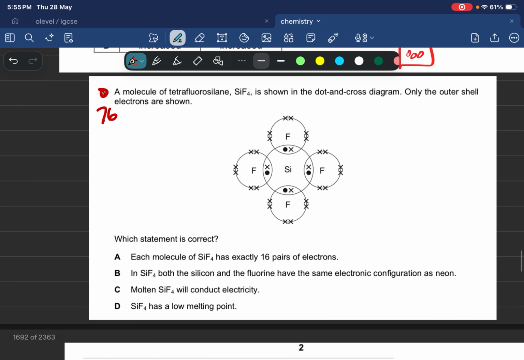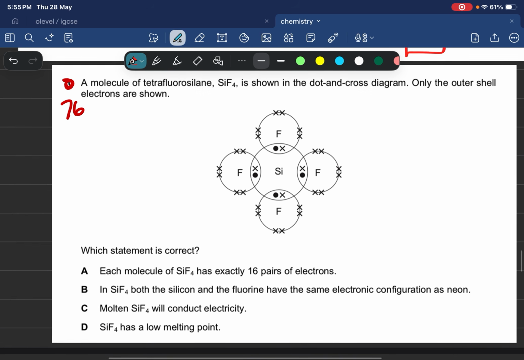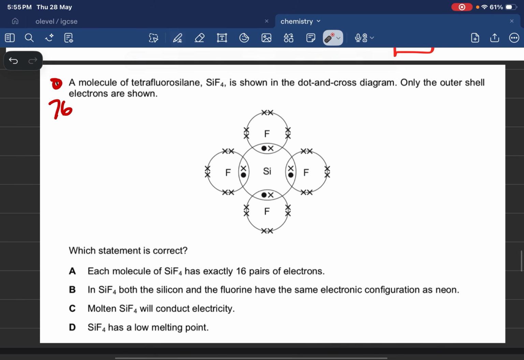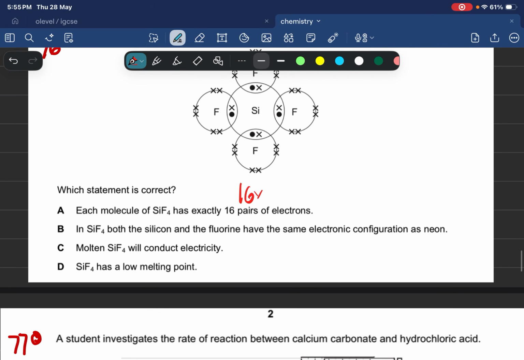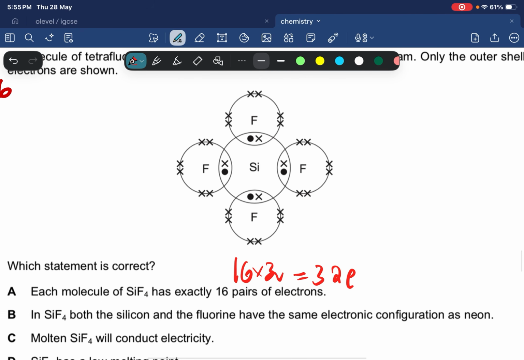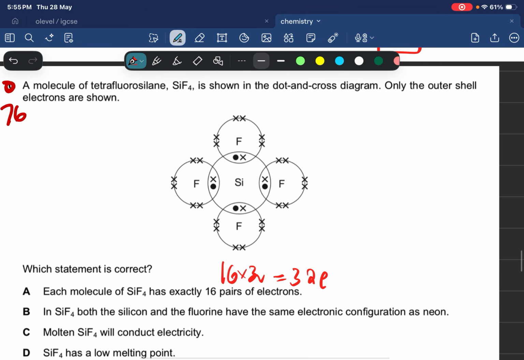A molecule of tetrafluorosilane, SiF4, is shown. Only the outer shell electrons are shown. Which statement is correct? Each molecule of SiF4 has exactly 16 pairs of electrons. 16 pairs mean 16 times 2, because one pair has 2 electrons. That gives me 32 electrons in total. So for silicon, how much does silicon have? Silicon has 14, fluorine has 9. 9 times 4 plus 4.